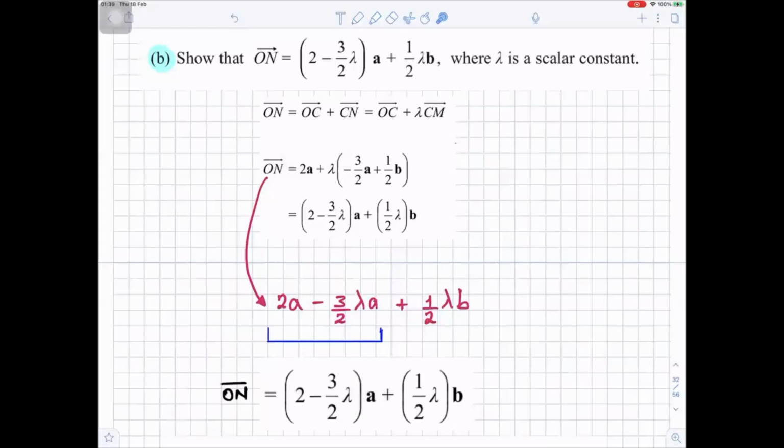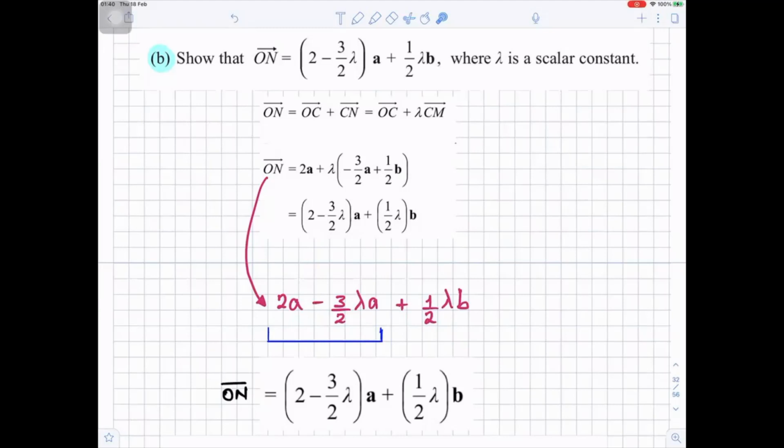For part B, show that ON is 2 minus 3 over 2 lambda A plus a half lambda B, where lambda is a scalar constant. So we want to find ON, which is OC plus CN. So we can have OC plus lambda CM. So we know CM is minus 3 over 2A plus half B, and we know OC is 2A.